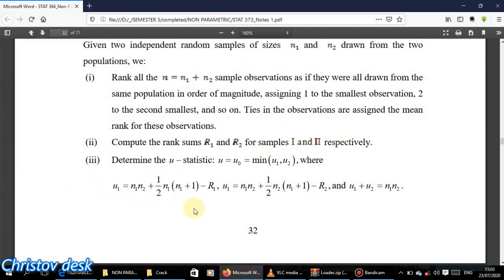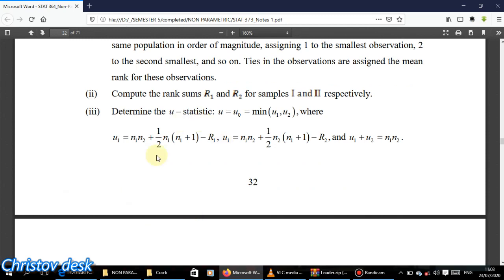So now when we do that, what we use that to determine is our U statistic. Okay, our U statistic. So how do we get our U statistic? Now that we have our rank sums, to get our U statistic we will need our rank sums and our sample sizes. The U statistic is calculated as the minimum of U1 and U2. And how do you get U1 and U2?